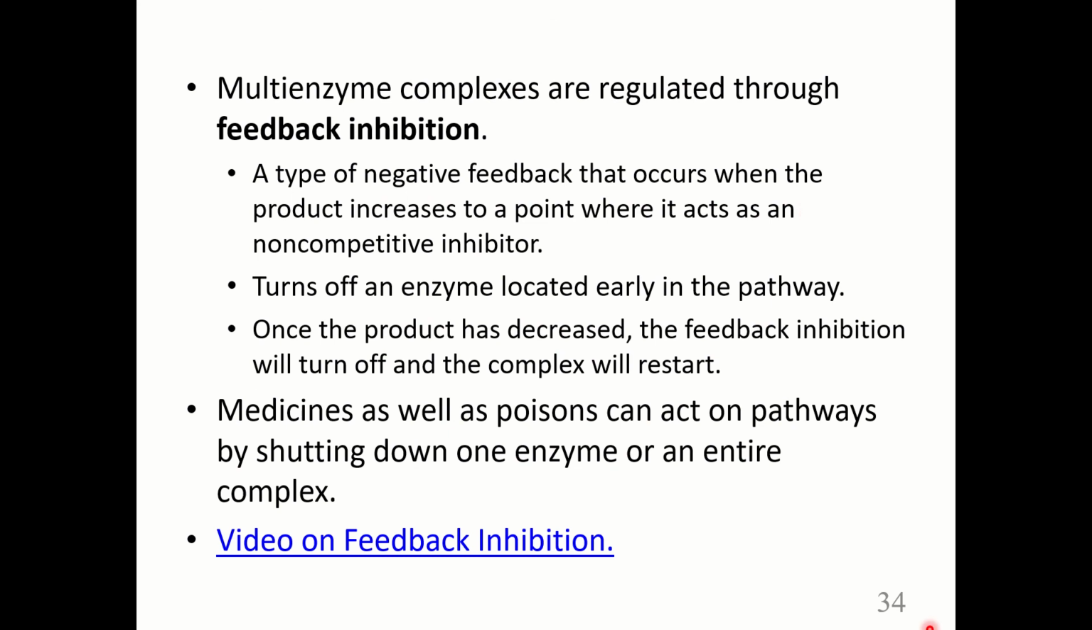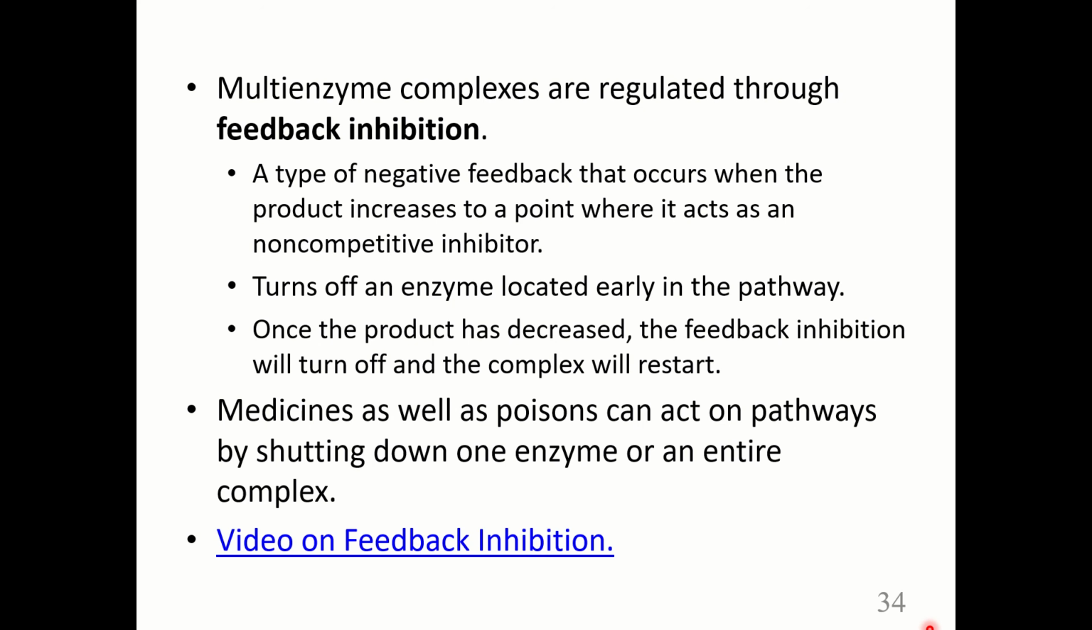Multi-enzyme complexes are regulated through a process called feedback inhibition. Feedback inhibition is a type of negative feedback that occurs when the product increases to a point where it acts as a noncompetitive inhibitor. The product itself will turn off an enzyme located early in the pathway. Once the product has decreased, the feedback inhibition will turn off and the complex will restart.